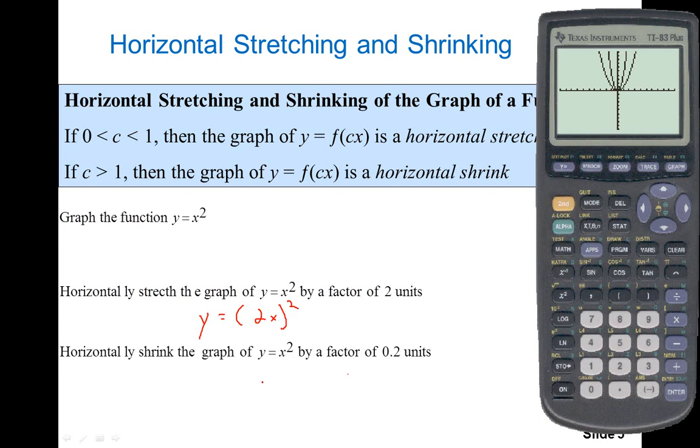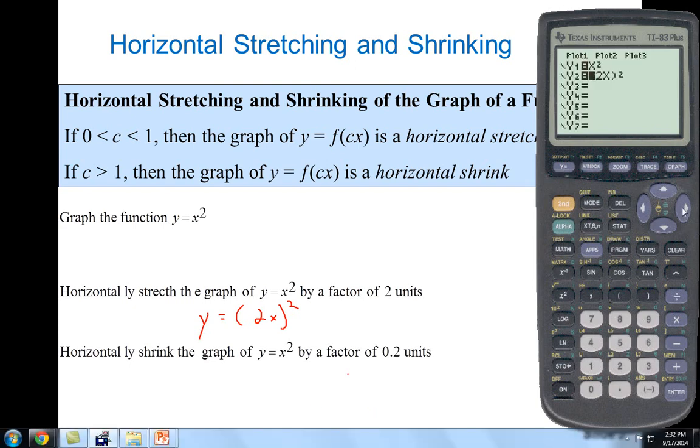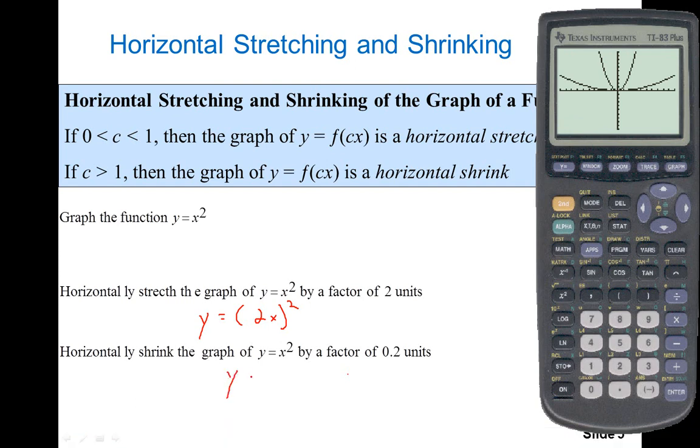Next, we'll horizontally shrink the graph by a factor of 0.2 units. So I'll go to y sub 2 once again, and I'll change my value for c to 0.2, and I'll regraph. And notice our horizontal shrink. So our newfound equation is y equals the quantity 0.2x, squared.